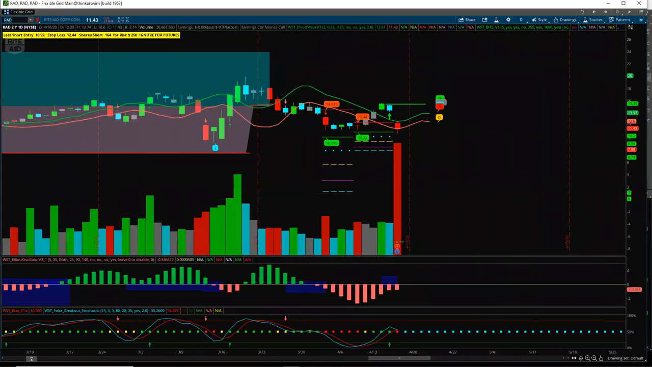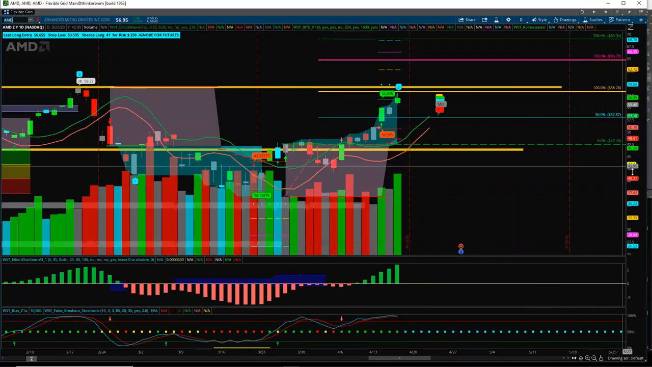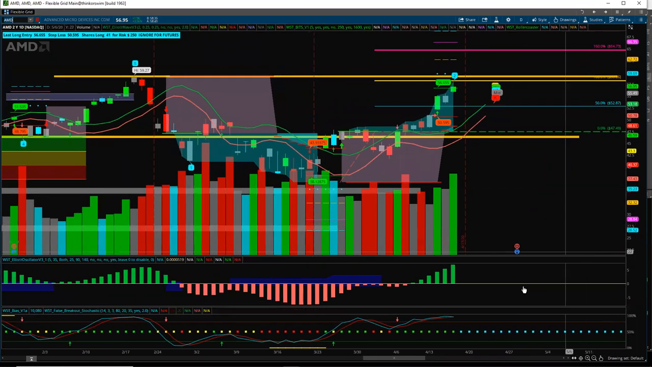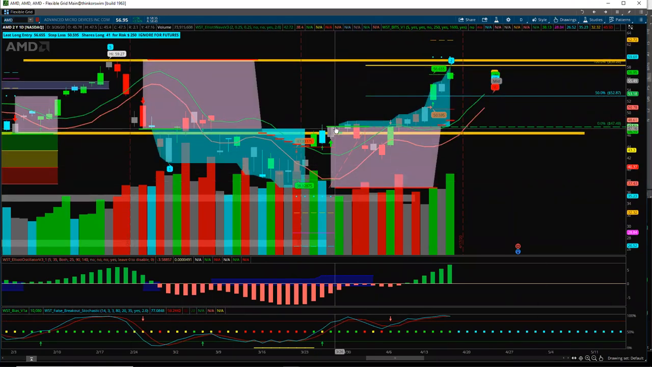Is there any more that are new-ish? Have a look. AMD looks like that started printing. Yeah, okay. So we worked on this the other day, as you can see. So AMD, we had the entry here on the roller coaster.